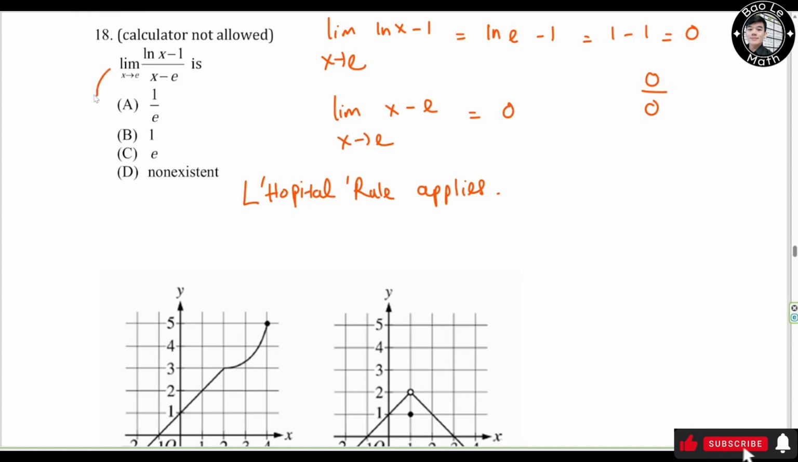So now we're going to take the derivative of the numerator and denominator, right? So we have the limit when s approaches e. The derivative of ln s is going to be 1 over s. The derivative of 1 is going to be 0, divided by 1, right? Substitute e for s, so it will be 1 over e, right? So the answer must be A.